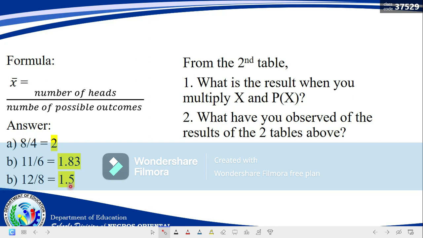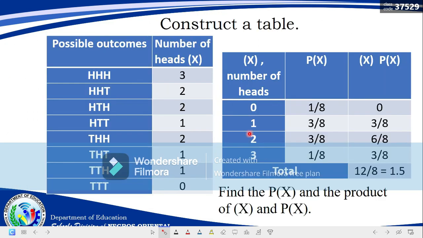Okay, so from that second table, take a look at the second table. What is the result when you multiply x and p of x? And number 2, what have you observed of the results of the two tables above, or in the previous slide? So what is the result when you multiply x and p of x? What do you think? Let's go back to the table.